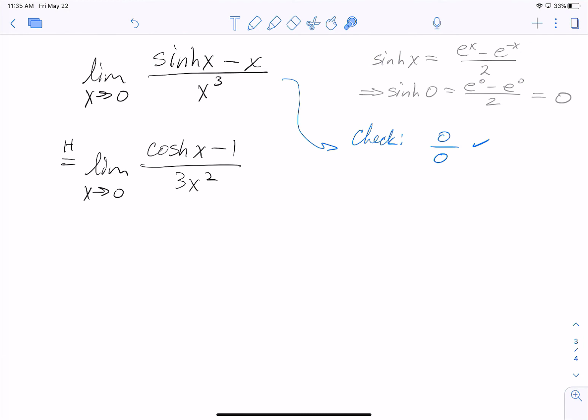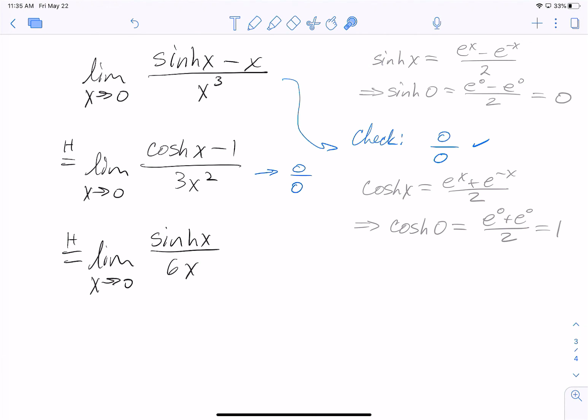Checking to see if we're done, we apply the definition of the hyperbolic cosine of x, which is e to the x plus e to the negative x over 2. So the hyperbolic cosine of 0 is equal to 1. Therefore, we do still have an indeterminate form of 0 over 0. Applying L'Hopital's rule one more time, hyperbolic cosine of x minus 1 differentiates to the hyperbolic sine of x. The denominator, 3x squared, becomes 6x when we differentiate. Again, checking to see if we're done, we see that we still have an indeterminate form of 0 over 0.